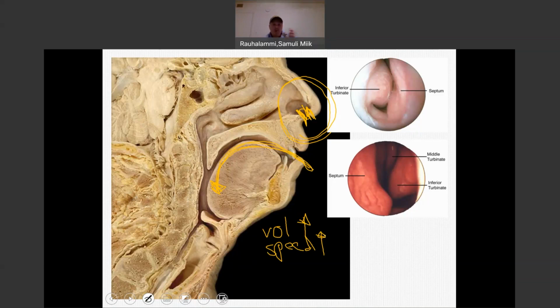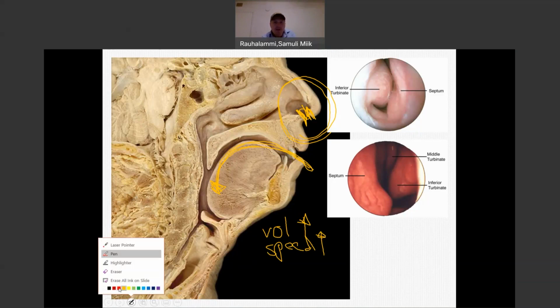So, looking at this beautiful mid-sagittal cavitary dissection, we're going to work through some of the key parts. On the right-hand side of the screen, we also have a couple of endoscopic images. What we're looking at is a camera within the nasal cavity, and we're starting to see some of the important structures that we'll talk about.